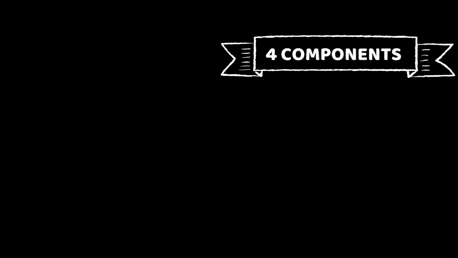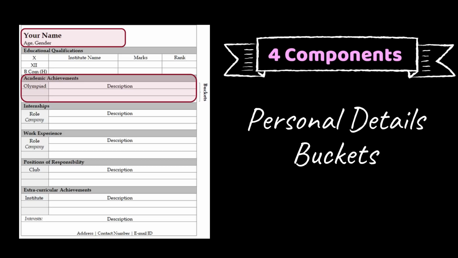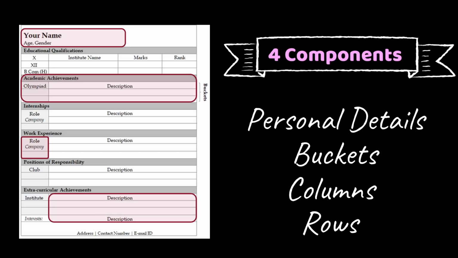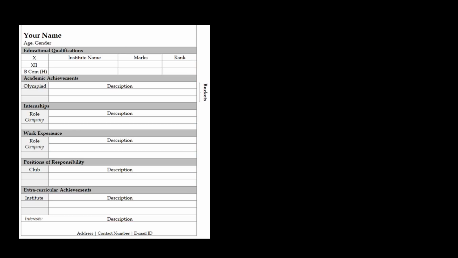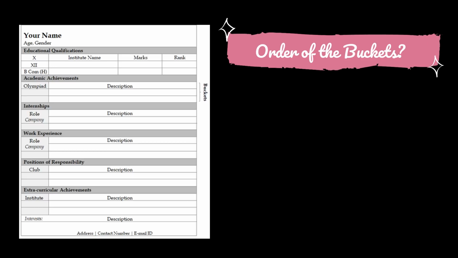In general, any CV has four components: personal details, buckets, columns, and rows. Within buckets, you can have things like academic background, co-curricular activities, internships and work experience, positions of responsibility, and extracurriculars. A question that often gets asked here is, do these buckets need to be in the same order, that is, starting with academics, moving on to internships, and so on? And the clear answer is no.